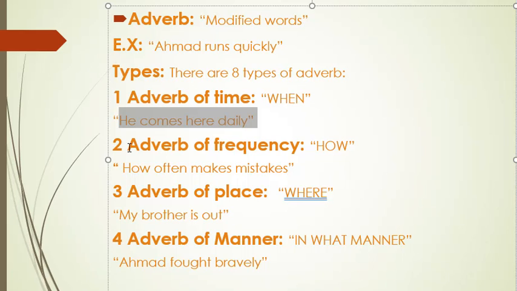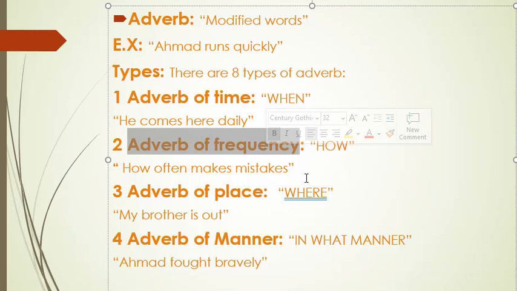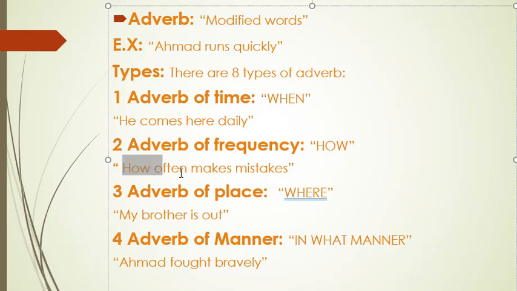The second one is adverb of frequency. The adverb which is used to show the frequency of an action and answers how often. For example, if someone asks how often he makes mistakes, we can answer often. So often is used as the adverb of frequency. Some other words like always, regularly denote the adverb of frequency.